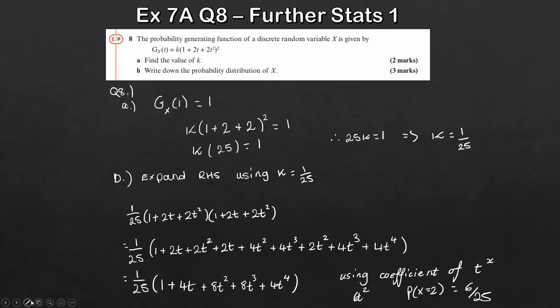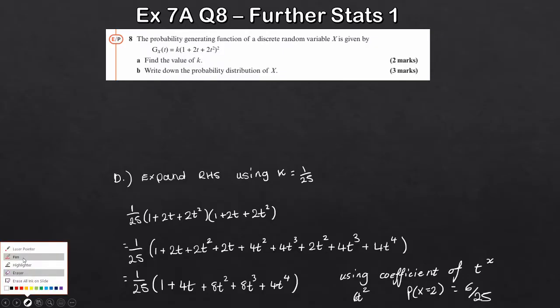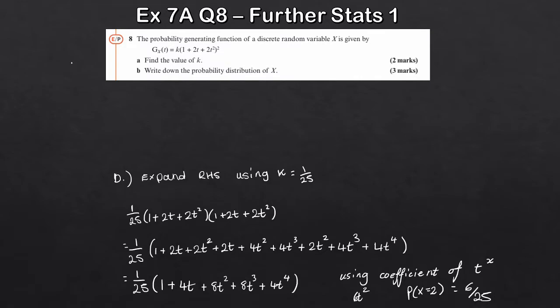So I'll just rewrite this bit at the top, just so we've got enough room here. We can finish it off up here. Get rid of all this. Can't quite eliminate all the rest of it. There we go, that should do. So all we've got to do now is set up our table. So I've got a 1, a 4t, an 8t squared, an 8t cubed, and a 4t to the 4.